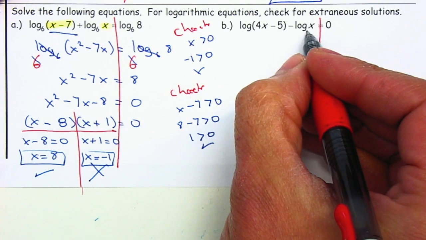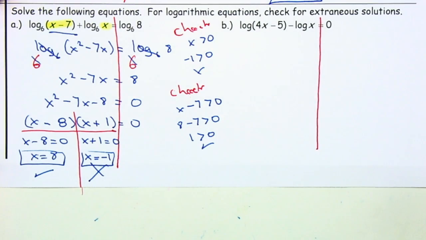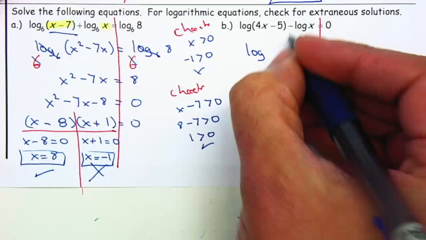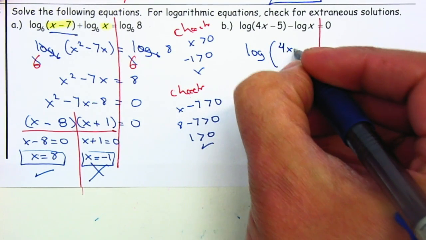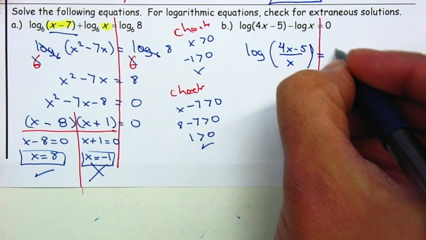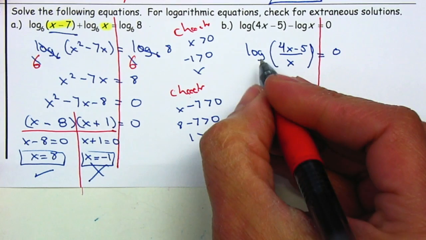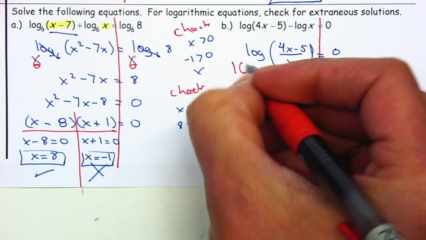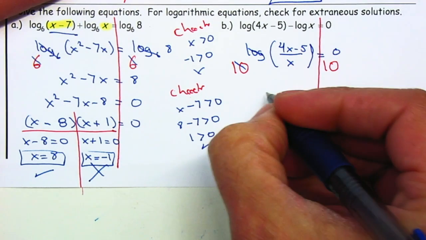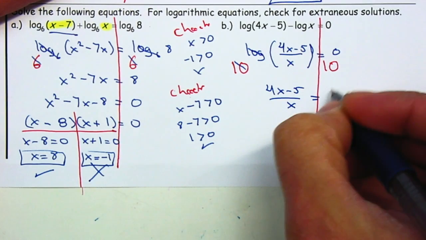They both log. Remember, if there's no base, automatically there's a little 10 in there. So we're going to condense it into one log. And because there's a minus in between, we're going to divide: 4x minus 5 divided by x is equal to 0. Now, I want to get rid of the log, so I'm going to exponentiate both sides to base 10. That will cancel. We have 4x minus 5 over x is equal to 10 to the 0 is equal to 1.